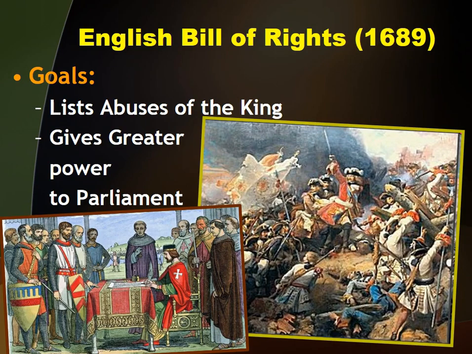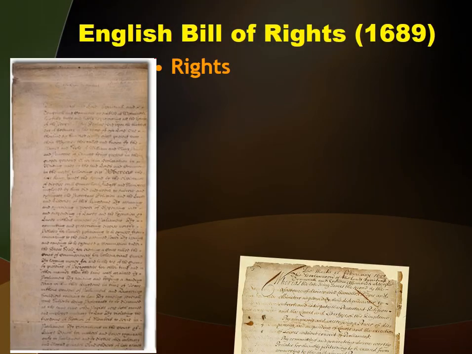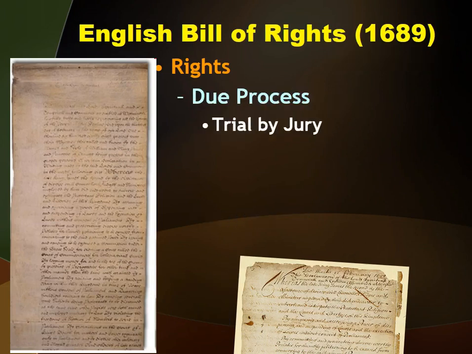The English Bill of Rights, once again, the king was kind of abusing the rights. People got ticked off over it. People threatened to overthrow or kill the king. And so the king was once again forced to give up even more of his power, to make Parliament even stronger. Some other things that were protected in the English Bill of Rights: the idea of due process.